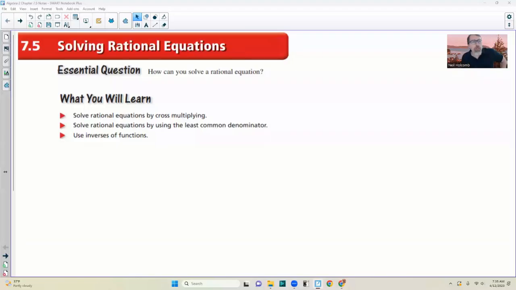Okay, this is chapter 7.5, finishing off chapter 7, and now we're going to solve rational equations. So the essential question is, how can you solve a rational equation? And what you will learn in this video is how to solve rational equations by cross multiplying, solve rational equations by using the least common denominator, and use of the inverse function. So let's take a look at all these.